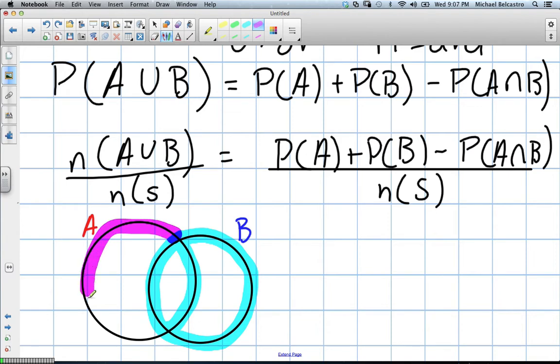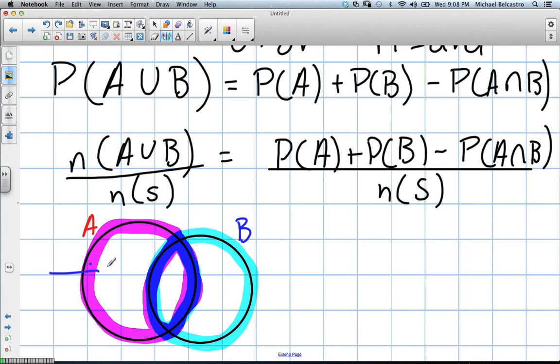Perfect. Okay, so what we're saying here. I know the look-alike is the nicest, but or means anything inside of A, anything inside of B, but not including this, where they both happen at the same time.